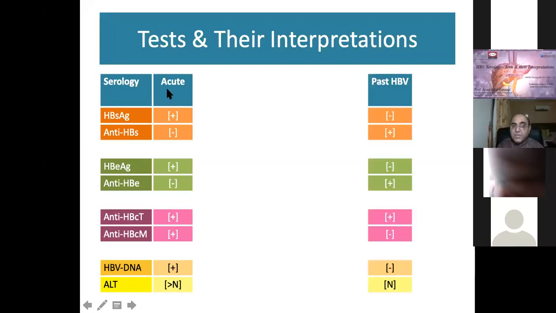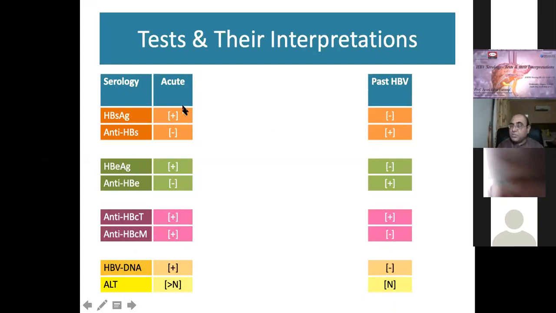But when this patient recovers, what happens? HBs antigen disappears, and it disappears because now the antibody has appeared and cleared the HBs antigen. E antigen is negative and E antibody is positive. Seroconversion has happened. The IgM antibody is negative, and the core total antibodies are positive. The DNA is negative or at very low levels, and the ALT is normal.